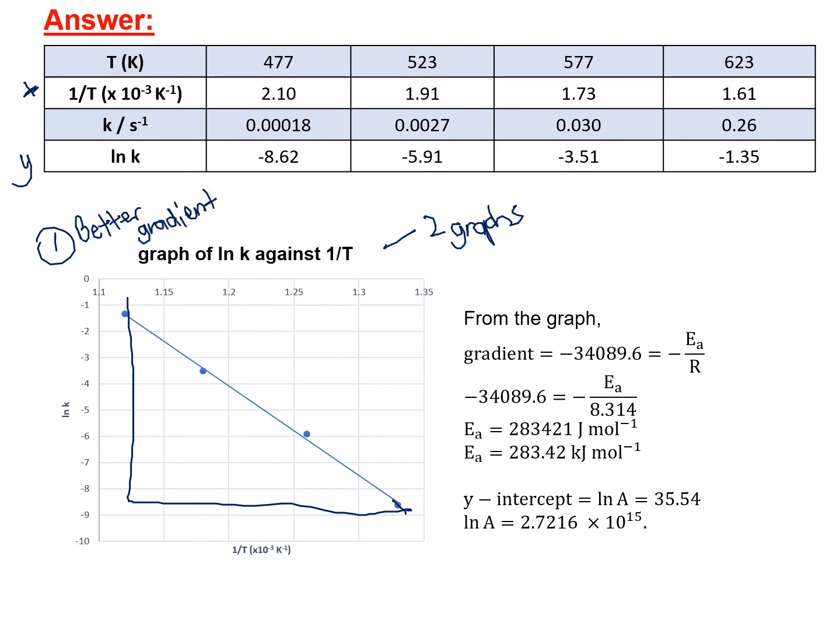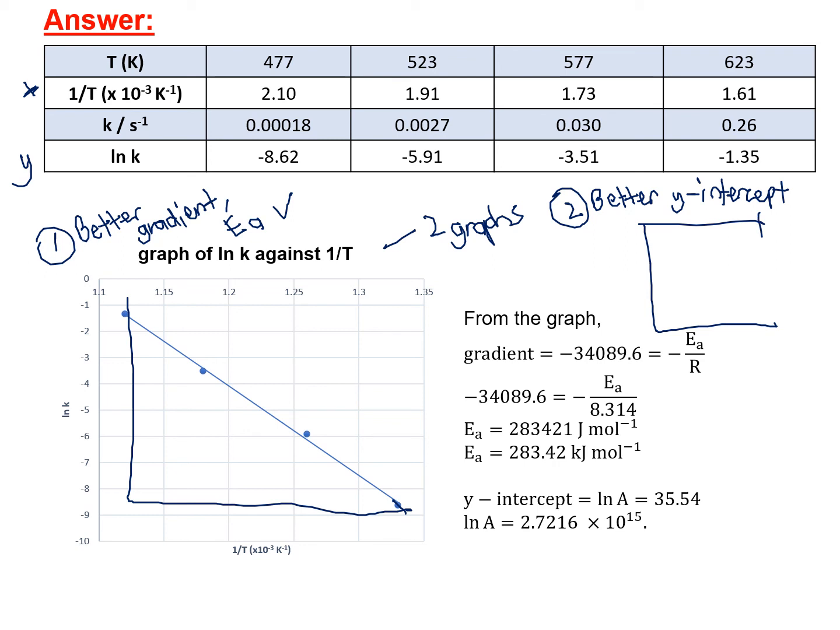Okay, better gradient for the graph so that you boleh dapat activation energy yang bagus. Okay, and then the second graph is gonna be graph yang you boleh dapat better y-intercept. Okay, so for the second graph, bila you ada graph paper ni kan, this is your y-axis, this is your x-axis. You kecilkan, okay, you kecilkan your scale of your x-axis supaya you dapat sampai y-intercept.